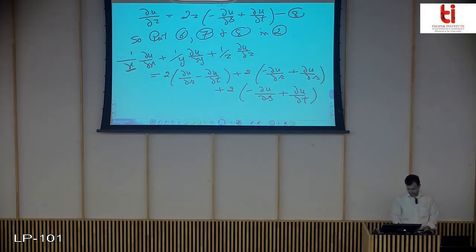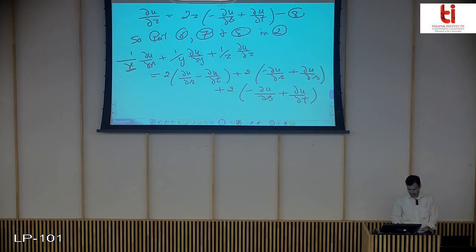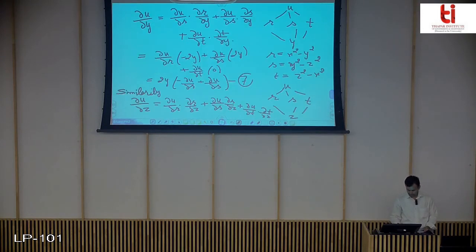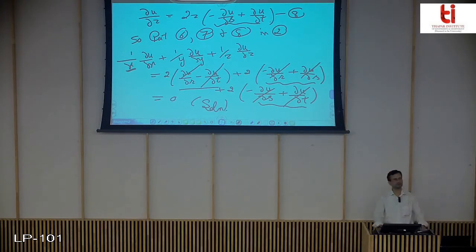Again, let me just verify it. It is del u by del r minus del u by del t. Yes, there it is. Then for y, minus del u by del r and del u by del s, minus del u by del r, del u by del s, and minus del u by del s, del u by del t. This is here. So now you can see the values are all getting cancelled, so this equals 0. This is the required solution.